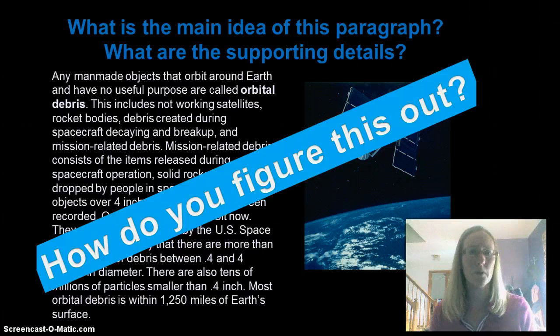So you are probably going to end up seeing something like this in your reading, in your tests, and probably on the Keystone as well, where you're given a passage and you might be asked, what is the main idea of this paragraph, and or what are the supporting details? How do you figure this out? Well, this is the goal that we are looking at today.